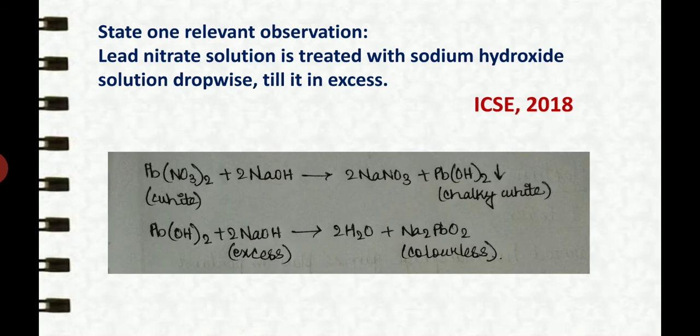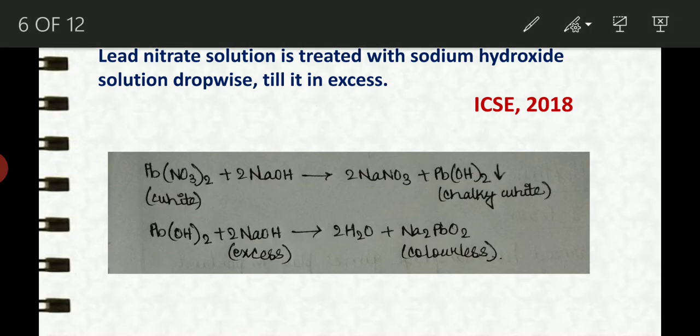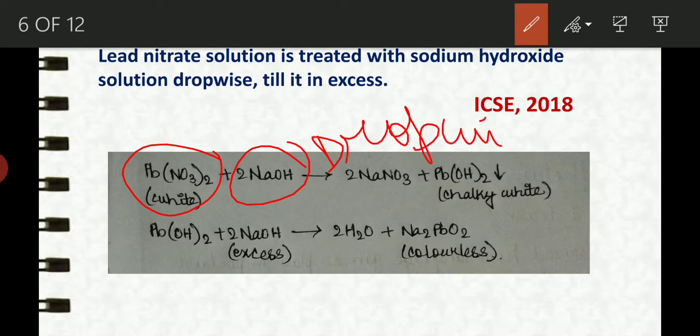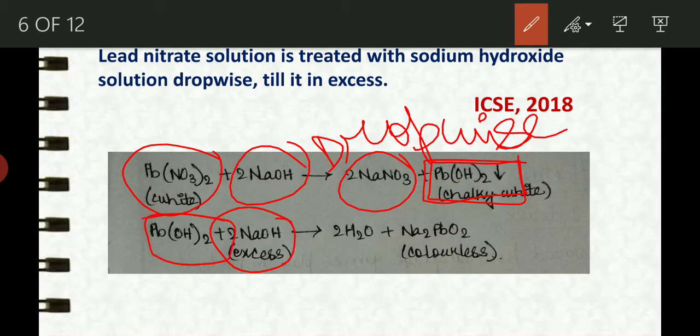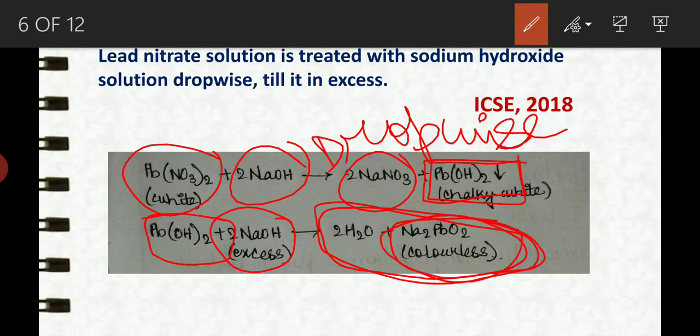You have to state one relevant observation. For what? When lead nitrate solution is treated with sodium hydroxide solution, first dropwise and then added in excess. So when the white lead nitrate solution Pb(NO3)2 is reacted with NaOH, sodium hydroxide solution, first drop by drop, then sodium nitrate will be formed and a chalky white precipitate of lead hydroxide Pb(OH)2 will be formed. And when NaOH is added in excess to lead hydroxide, then water will be formed, and in total a colorless solution of a salt, sodium plumbite Na2PbO2, will be formed.